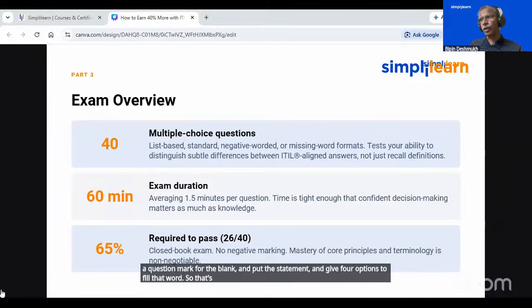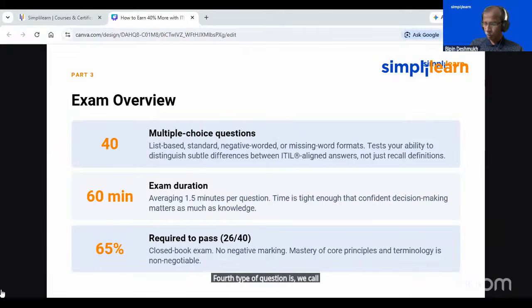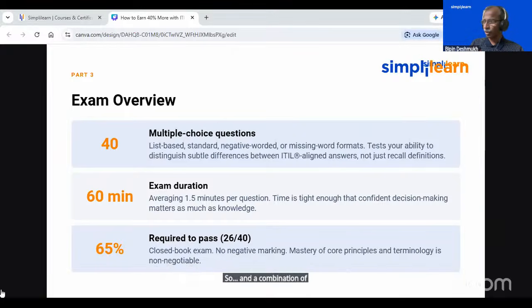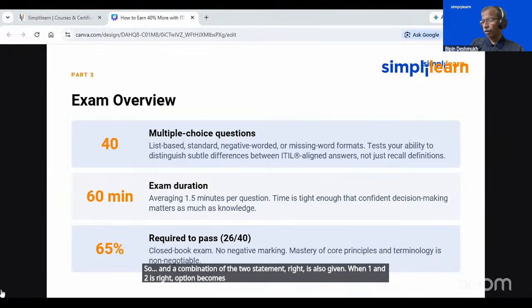The fourth type is the multiple choice, multiple answer question, wherein in the context of the question you are given four statements: one, two, three, and four. Out of the four statements, two are right in the context of the question, and the combination of the two right statements is given as options. When one and two are right, the option is A. Two and three, option B. Three and four, option C. And one and four, option D. There are no other possible combinations like two and four or one and three. So that's how it works out.